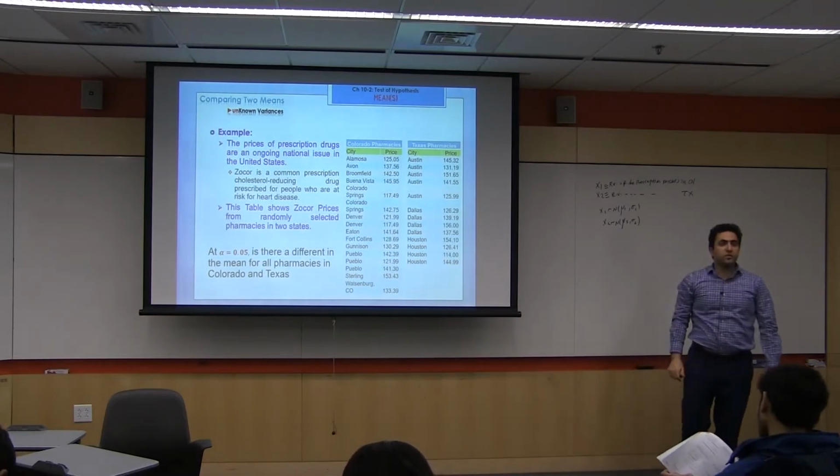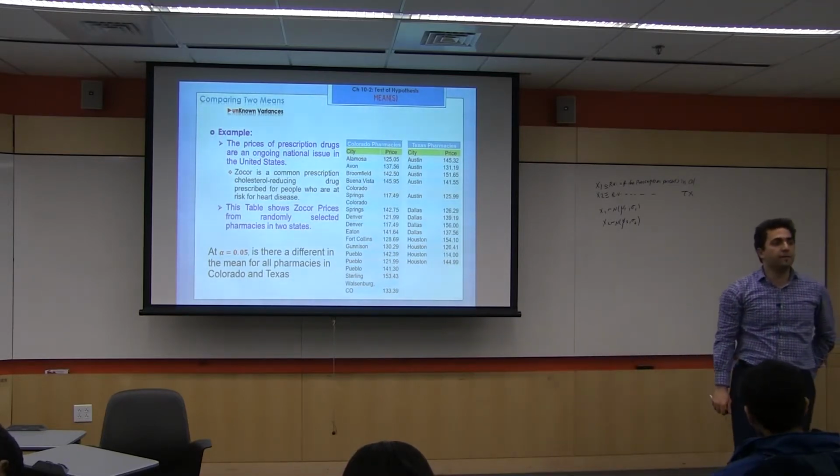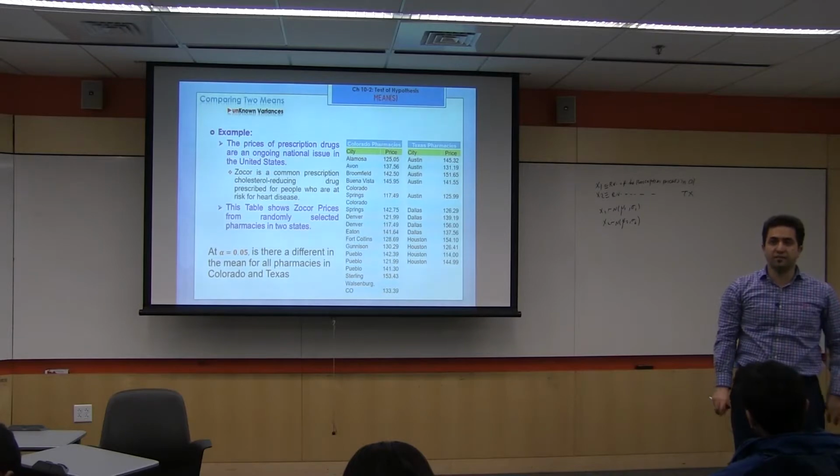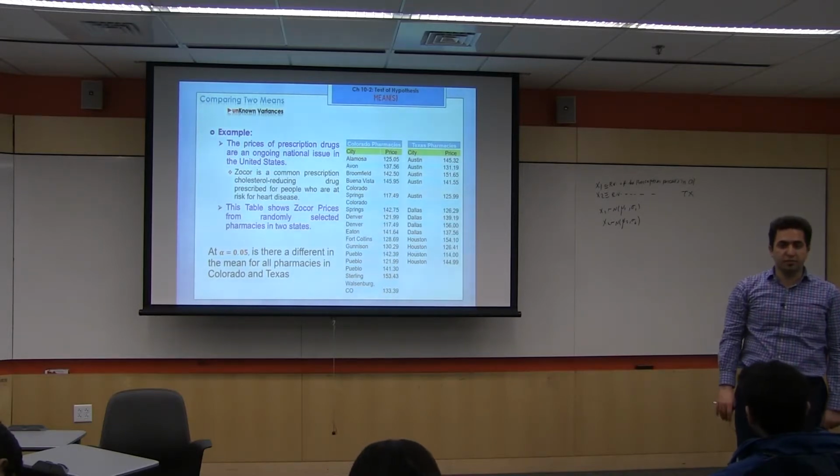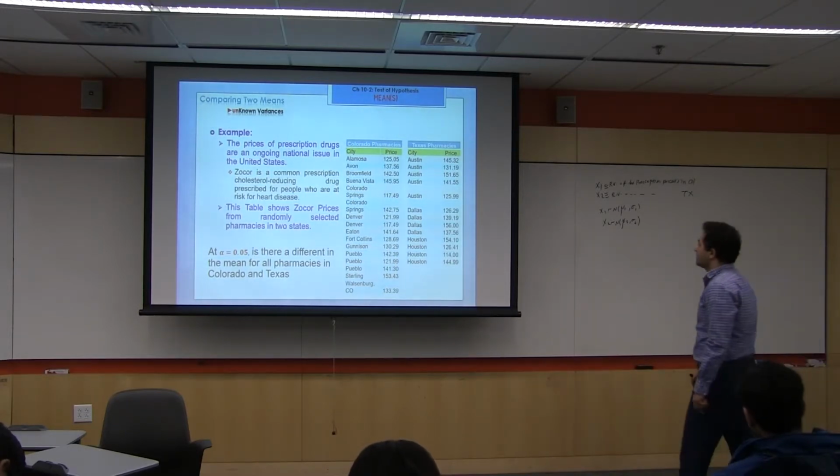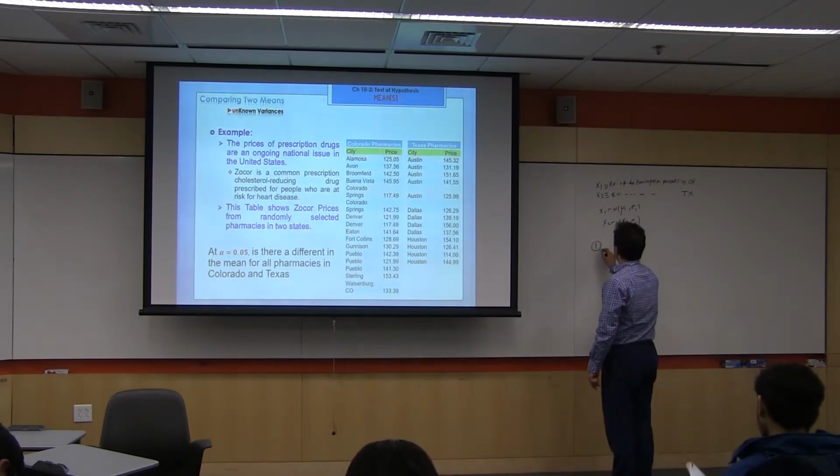So I define x1 and x2. Both of them have unknown mean and variances. Therefore, I'm using the t distribution. So, what's the hypothesis, folks?